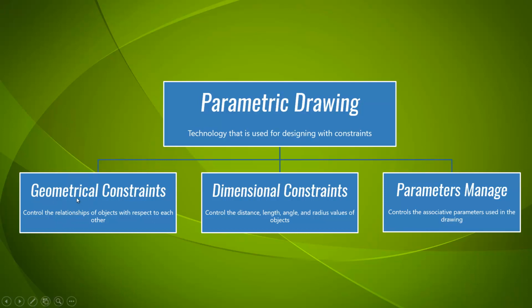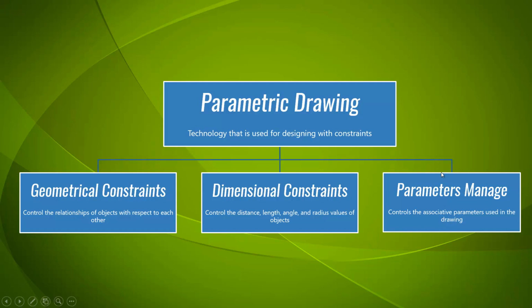Geometrical constraints are the geometrical relationships that are assigned to an object with respect to other objects. It helps you to control the object in the geometrical relationship. The next one is dimensional constraints. It helps to control the dimensional aspects of an object like length, angle, radius, and so on. And the last one is parameters manager. Parameters manager will help you to manage the parameters which you have inserted in your drawing. You can also assign relationships between different parameters in AutoCAD.